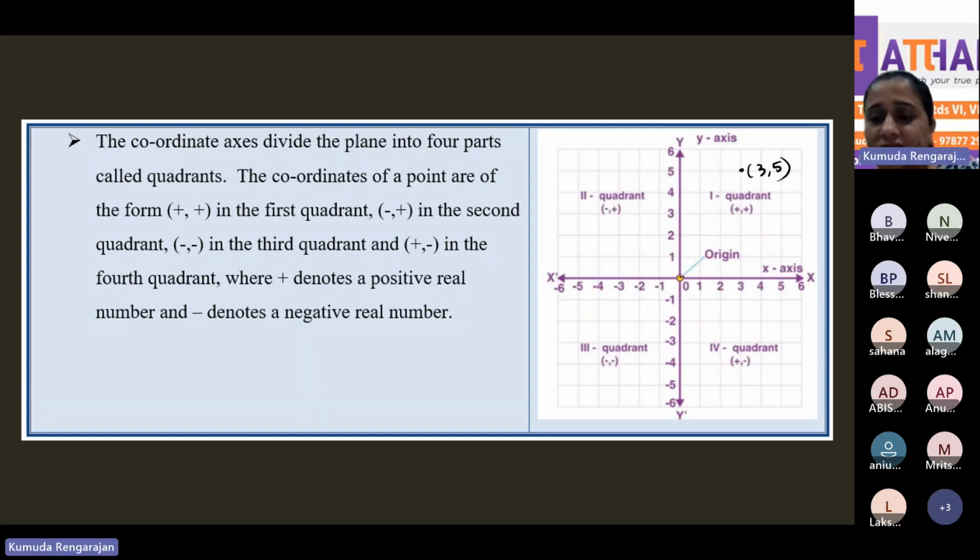Now, clearly, the x-coordinate, which is 3, is this one. Because if this is 3, this is also 3. If this is 5, this one is also 5. It's a rectangle. This is 3, so this one is also 3 units. This is 5, so this one is also 5.